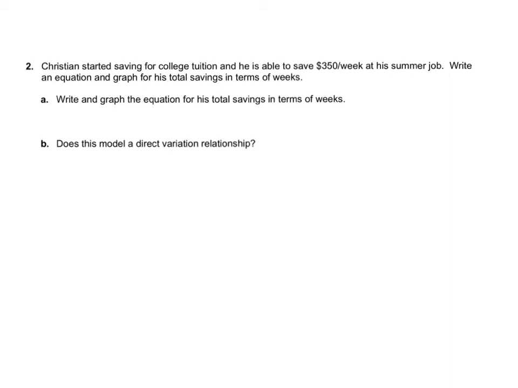Number 2, Christian started saving for college tuition and is able to save $350 a week at his summer job. Write an equation and graph his total savings in terms of weeks. All right, so in this case, he's not getting any money up front. Every week, he's going to be making $350 per week. So in this case, we would have y is equal to $350 for every week.